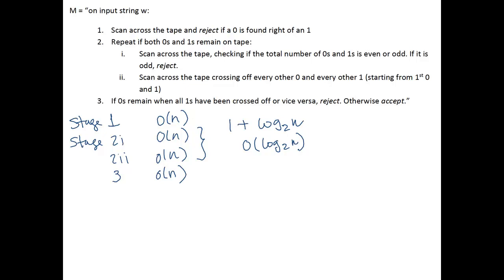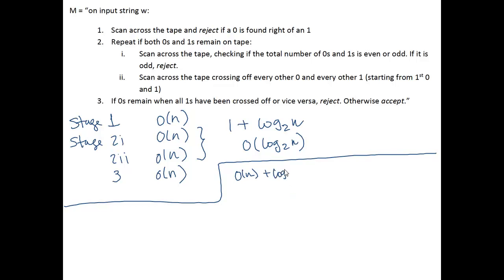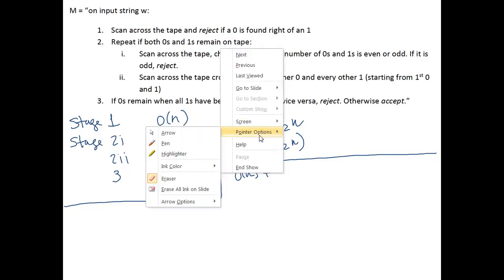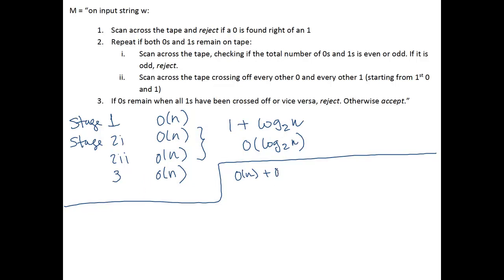Okay, so let's write this down. So what does this mean for our running time? We have running time big O n plus big O log base 2 of n times big O n plus big O n. Why is it plus? Because 2i and 2ii are sequential. Okay, first 2i is executed and then 2ii is executed. So it's additive. Okay, and then we have stage 3, which was big O n. Okay, and now if we want to collect like terms, we have 2 big O n plus big O log base 2 of n times 2 big O n.